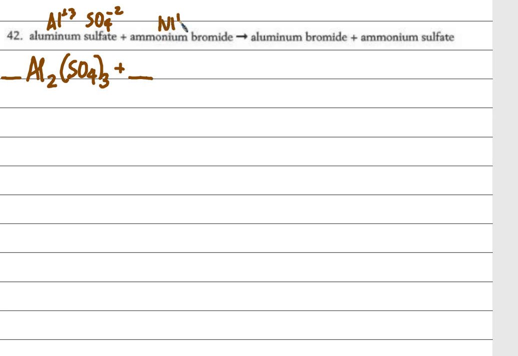Ammonium is NH4 positive 1, and bromide is negative 1. Oh, this is an easy NH4Br. And this produces aluminum bromide. All the charges are already on the board. Therefore, aluminum bromide is simply AlBr3, with 3 bromide groups being involved.